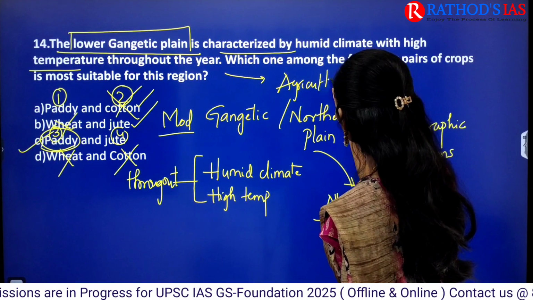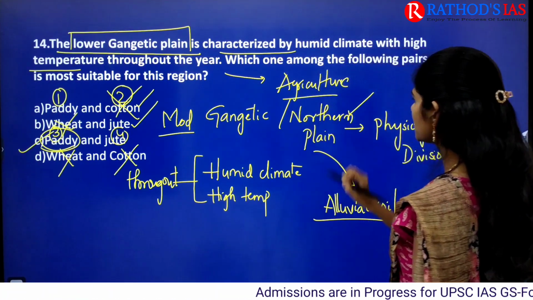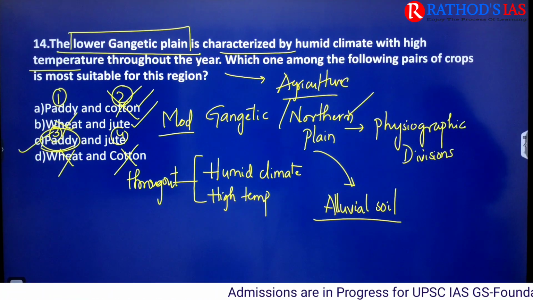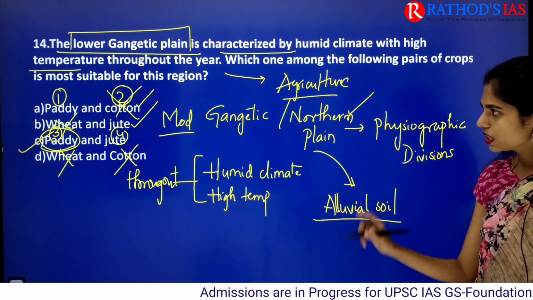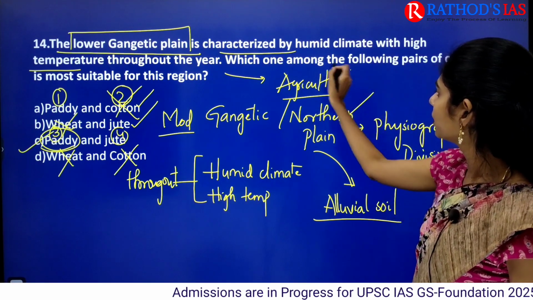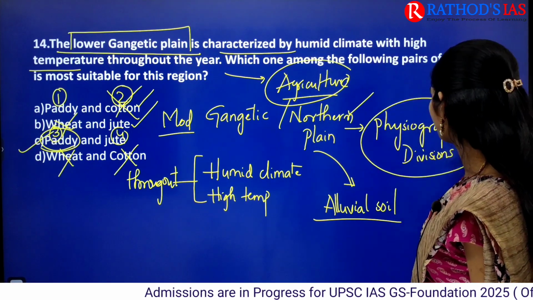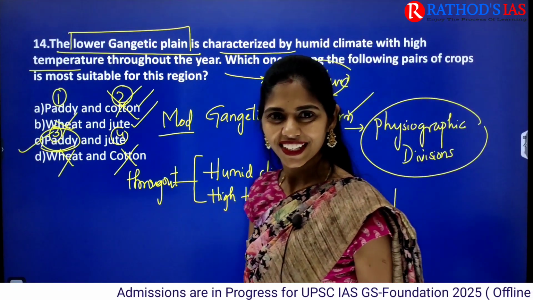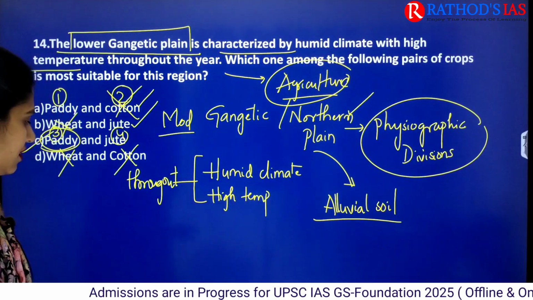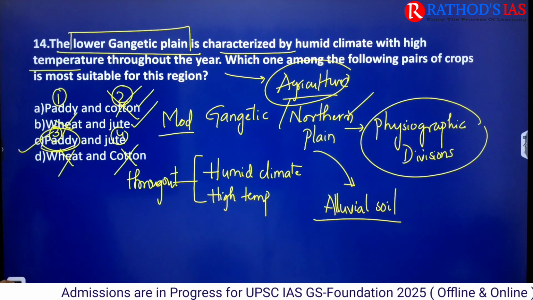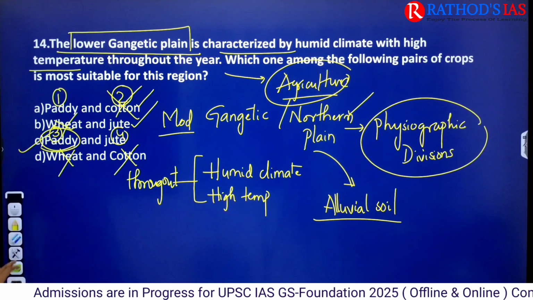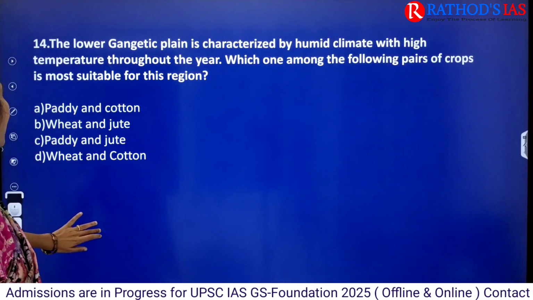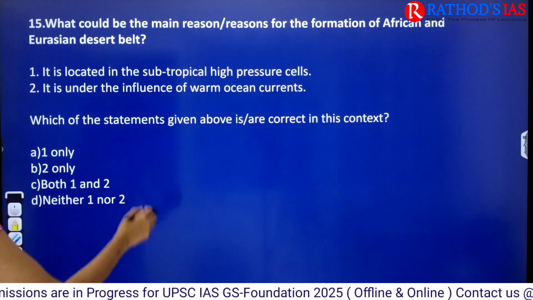So in this way, this topic is related to your northern plains and even agriculture. In agriculture, you will be seeing different crops and the geographic conditions required for the growing of crops. So this question is a mixture of both agriculture and your physiographic divisions. Clear? Are you getting the things? Is everything going over the head? Please tell me. Let us see the next question.